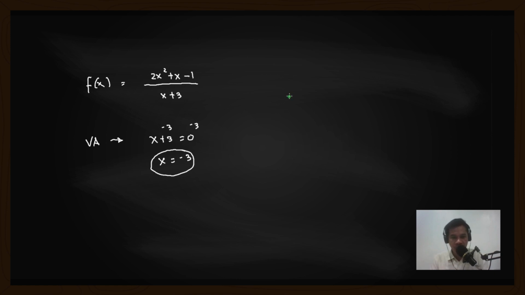So if we're going to illustrate that one in our graph, this is our Cartesian plane, y, then this is our x. So negative 3 is on this side: negative 1, negative 2, and then negative 3. So we have now our vertical asymptote. So this is now the graph of our vertical asymptote. Okay, let's have another example. F of x is equal to x squared plus 2x minus 8, and then x squared minus 3x minus 10.